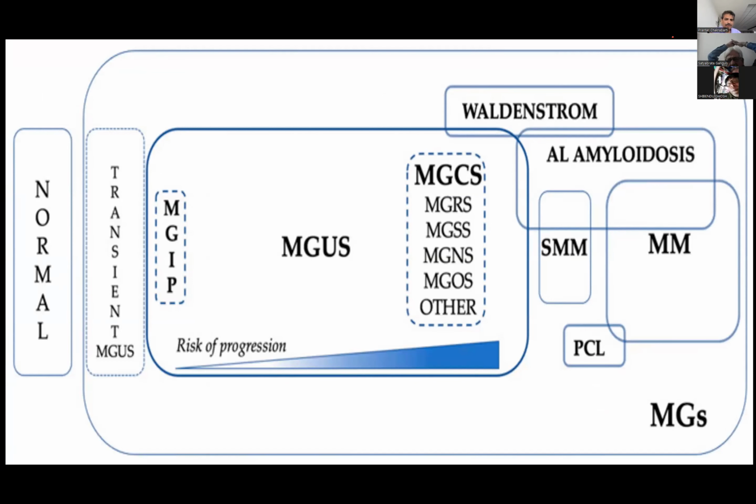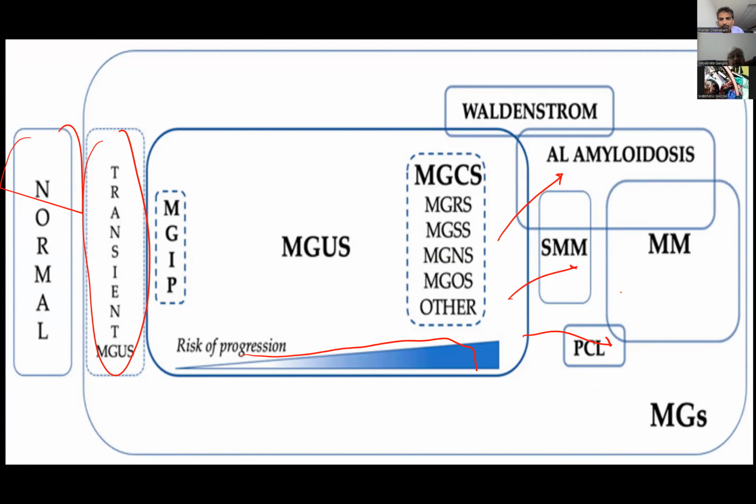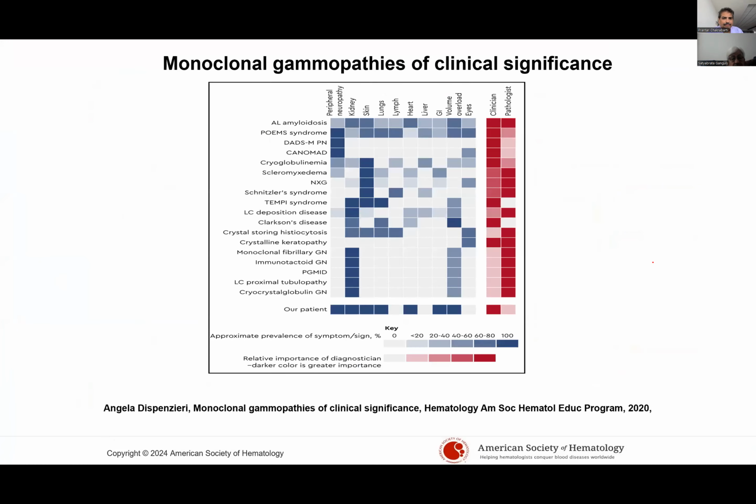So if you are still confused, remember you have normal persons, you have transient MGUS persons, and then all these monoclonal gammopathies who can go either to amyloidosis or smoldering or plasma cell or myeloma, right? And all these monoclonal gammopathies of clinical significance, this is a beautiful thing to show you that depending on POEMS syndrome, the clinician is more important. But in Schnitzler's syndrome, the pathologist is more important. What does that teach you? There should be regular crosstalk between the clinician and the pathologist. I've given the reference. This is a free article. You can look at it and understand.